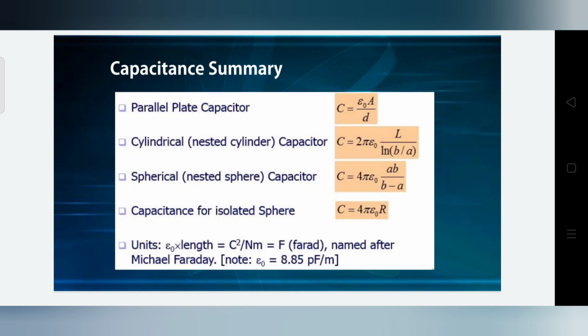Capacitance for an isolated sphere is C is equal to 4 pi epsilon naught R. The unit of epsilon naught into length is equal to C squared per N m, which is equal to farad, named after Michael Faraday. And this is all about the capacitance: parallel plate capacitance, cylindrical capacitance, and then spherical capacitance.